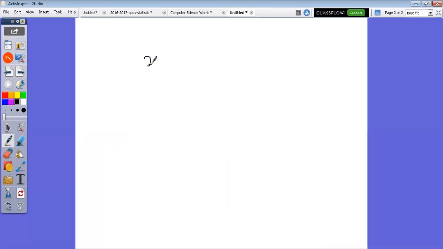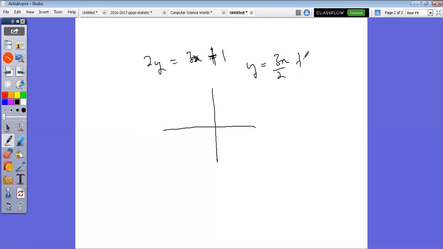Now, let's say we have 2y is equal to 3x plus 1, like this. So what is the first thing that we should do if you want to sketch such a line? Now it's different from the ones that I've given. You have to make y the subject of the formula. We must make the coefficient of y 1. So divide by 2, so that y is equal to 3x over 2 plus half.